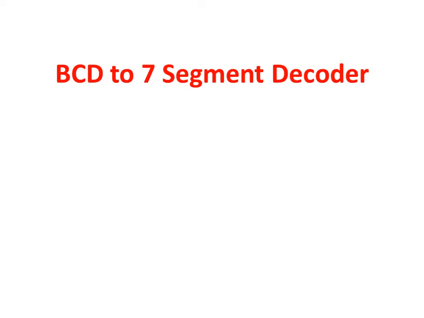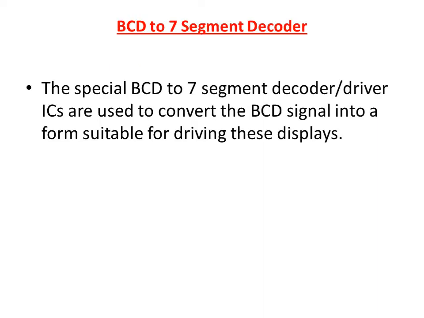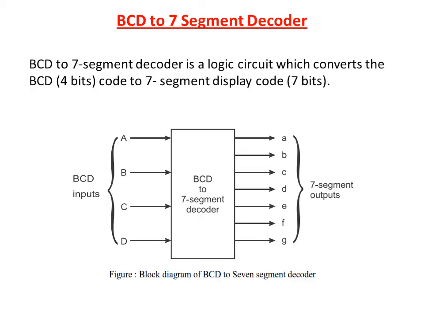Hi, in this video I am going to discuss the BCD to 7 segment decoder. The BCD to 7 segment decoder or driver ICs are used to convert the BCD signal into a form suitable for driving the displays. A BCD to 7 segment decoder is a combinational logic circuit which converts the BCD 4-bit code to the 7 segment display code. The 7 segment display codes are 7 bits.